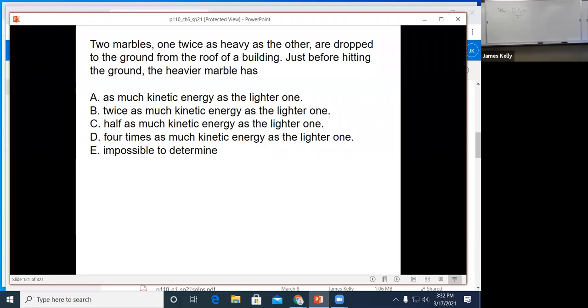Two marbles, one twice as heavy as the other, are dropped to the ground from the roof of a building. Just before hitting the ground, the heavier marble has how much kinetic energy compared to the lighter one right before they strike the ground? Kinetic energy formula is 1/2 mv squared.